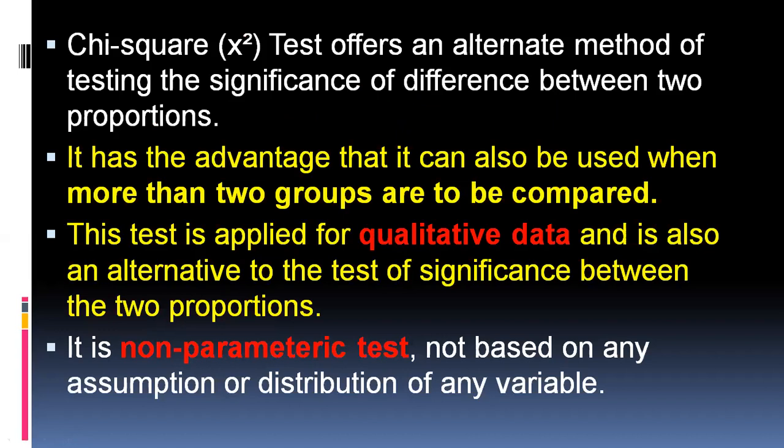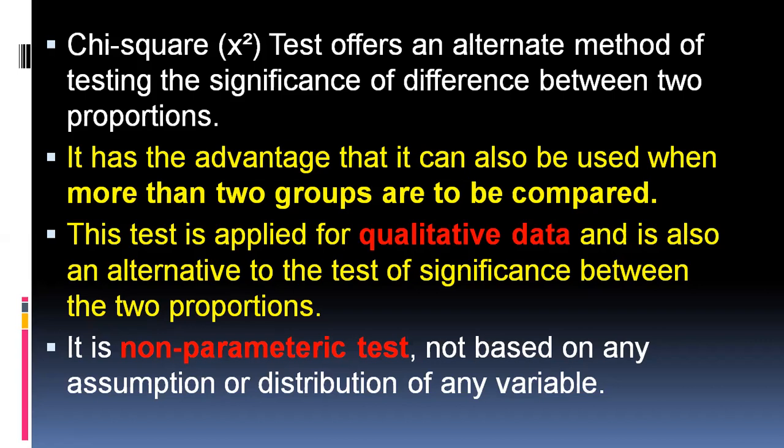It offers an alternate method of testing the significance of difference between two proportions. Proportions we calculate in case of qualitative data. So when you want to compare the characteristics of two samples in terms of proportions, we use the Chi-Square test. It has the advantage that it can also be used when more than two groups are to be compared. So two groups or more than two groups can be compared with the help of the Chi-Square test. This test is applied for qualitative data and is also an alternative to the test of significance between two proportions.